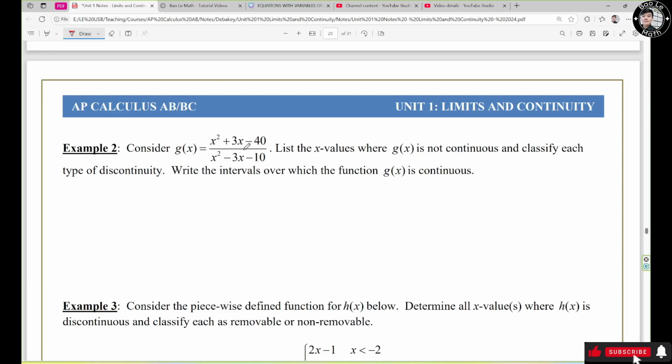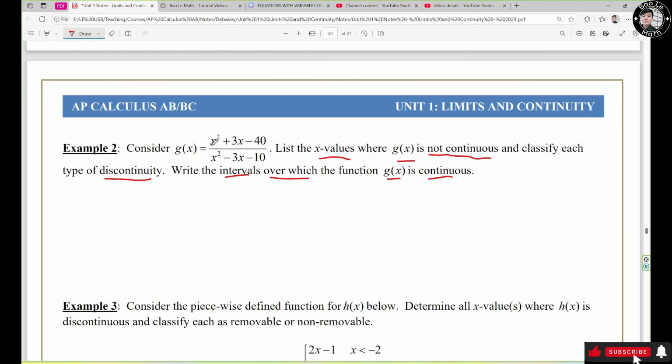Consider the function g of x equal this one. List the s value where g of x is not continuous and classify its type of discontinuity. Write the intervals over which the function g of x is continuous. So we need to find the value of s where the function is not continuous first.